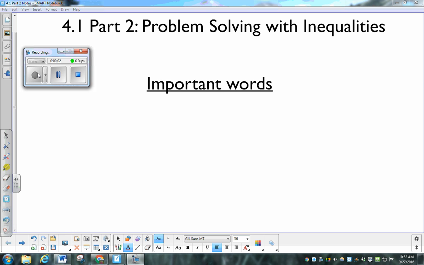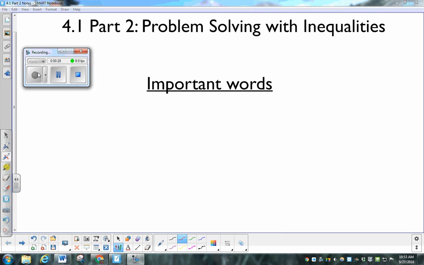This is section 4.1, part 2, and we're going to be doing some problem solving with inequalities now that we've got the basics of inequalities down. So the first thing we're going to do for these notes is write down some important words and phrases that you guys might hear. I'm going to go through what they mean, but I want to point out here that it's best not to just try and memorize which inequalities go with these phrases, but really just think about it in your head each time.